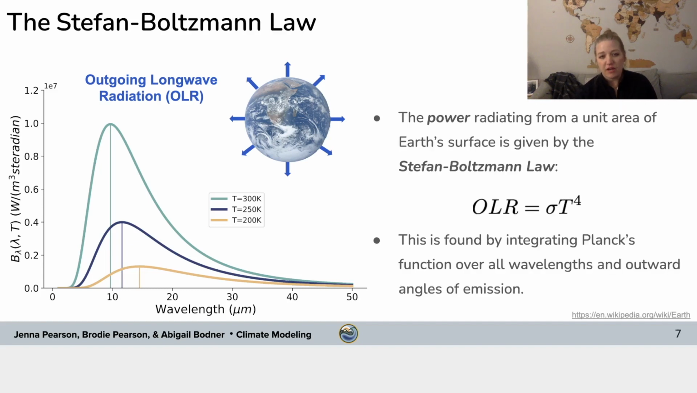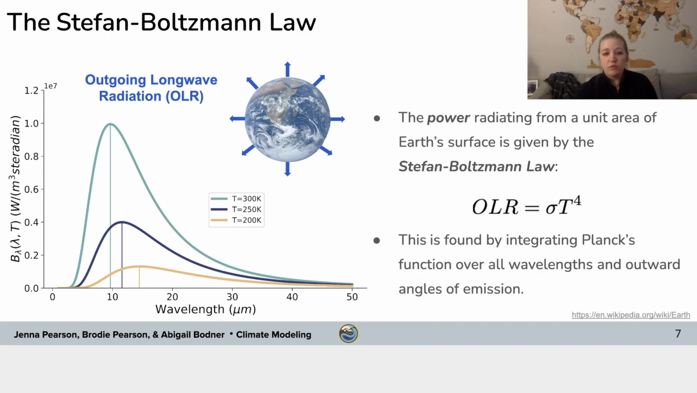And so if we integrate Planck's law over all wavelengths and account for all the outward emission angles of Earth's surface, what we obtain is the power radiating from a unit area. This is called the Stefan-Boltzmann Law. It's given as the equation on the right. And the constant sigma is called the Stefan-Boltzmann constant. Note that this is a per unit area measurement, and this is the quantity we are interested in when assessing Earth's energy balance in future tutorials.